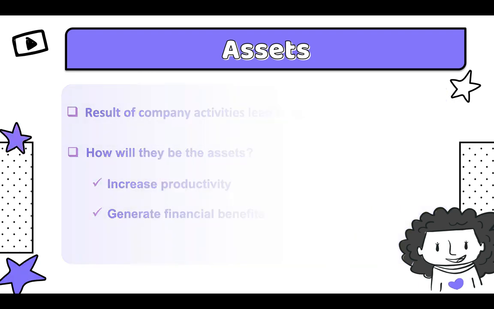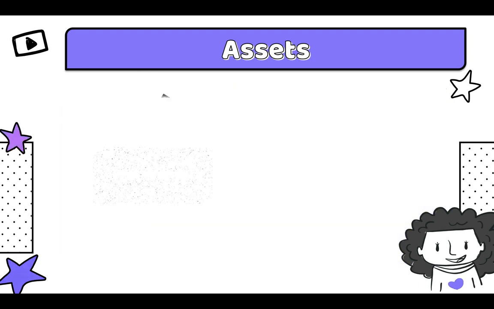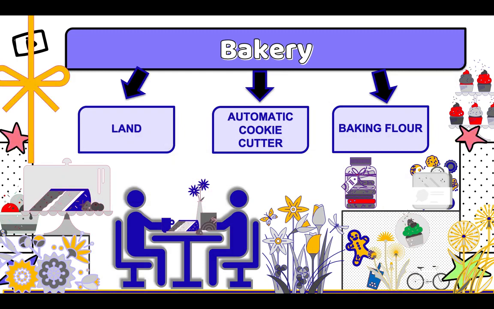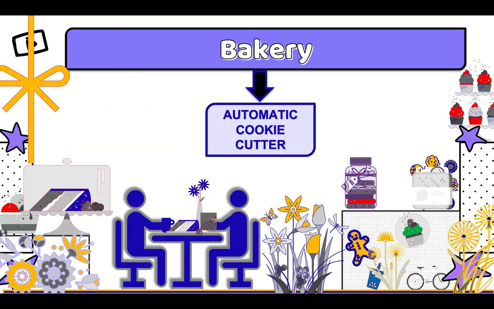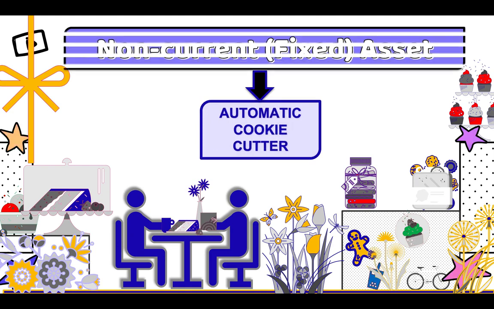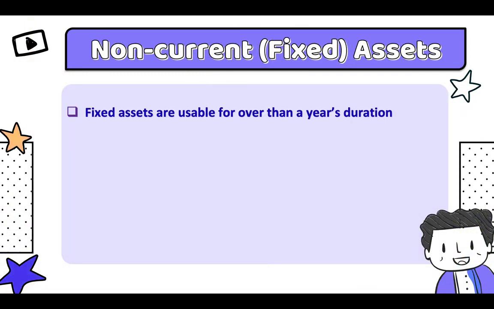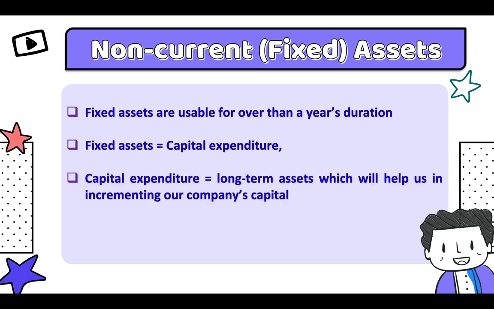Now, assets typically fall into two categories, that is current assets and non-current or fixed assets. So in our bakery example, the automated cookie cutter will fall in the non-current asset category, as it's a piece of machinery you bought that is going to benefit your bakery for a period of more than a year. Non-current assets or fixed assets are also known as capital expenditure, meaning spending on such long-term assets which will help us in incrementing our company's capital.